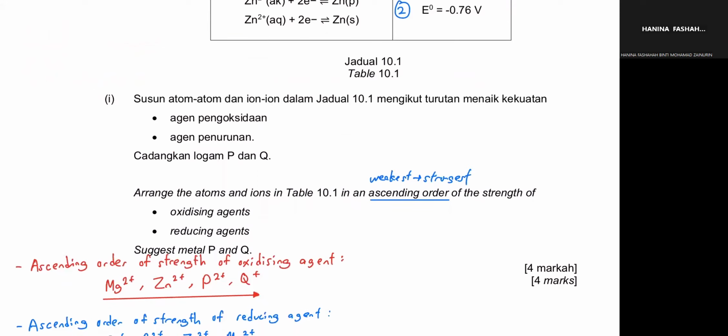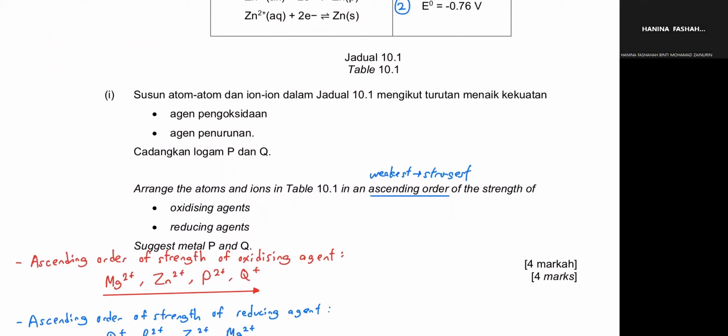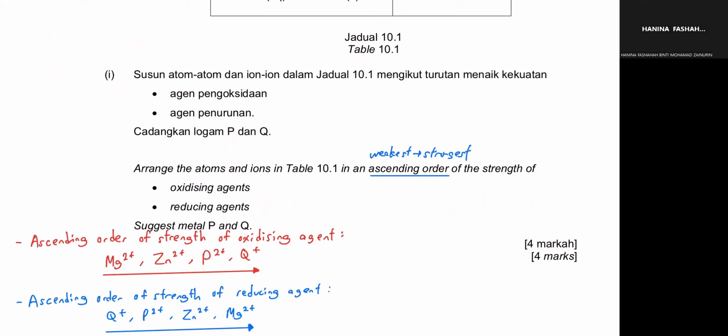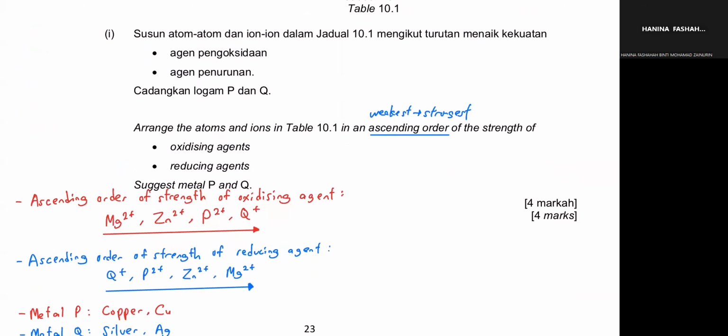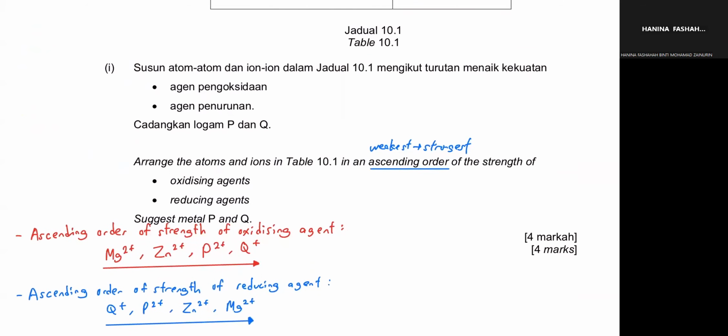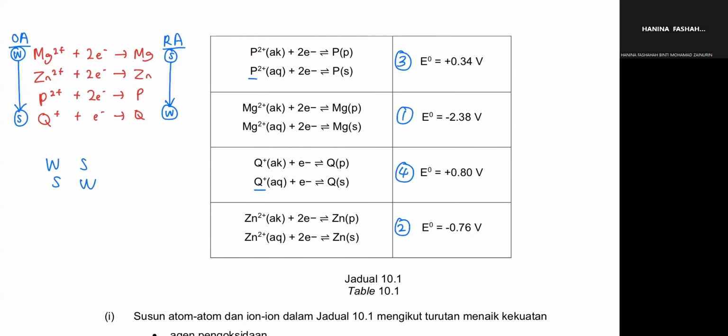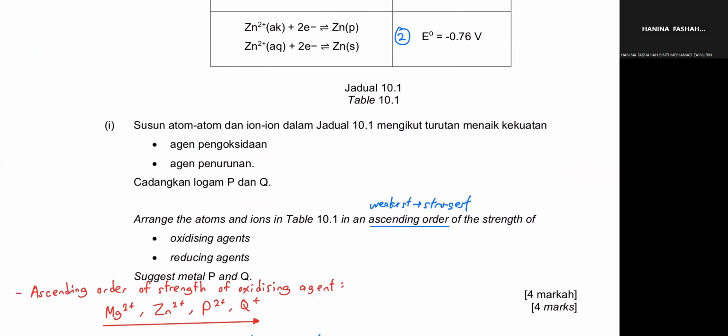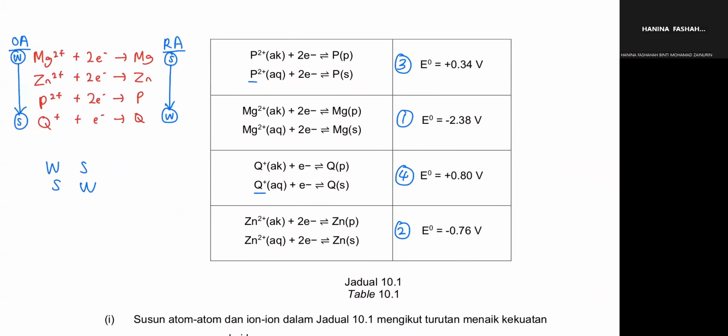If it is ascending order of reducing agent, means Q, not plus, sorry, not plus. This one is reducing agent, this one. This is reducing agent. Q, P, Zn, Mg. Because reducing agent at the right side. This one is reducing agent. This one is oxidizing agent. Weak to strong, weak to strong.